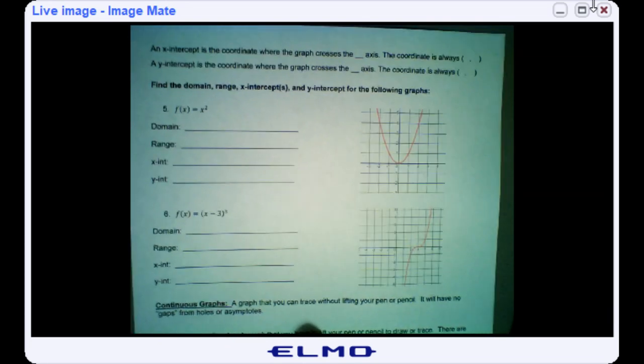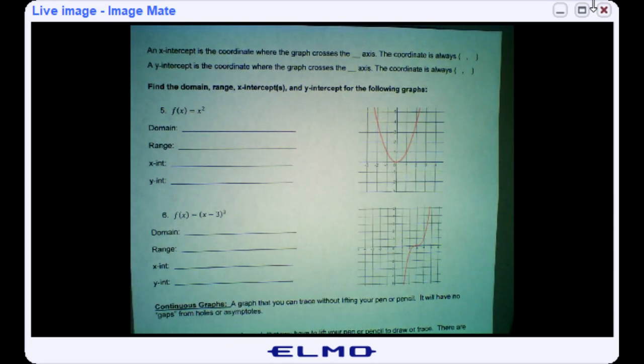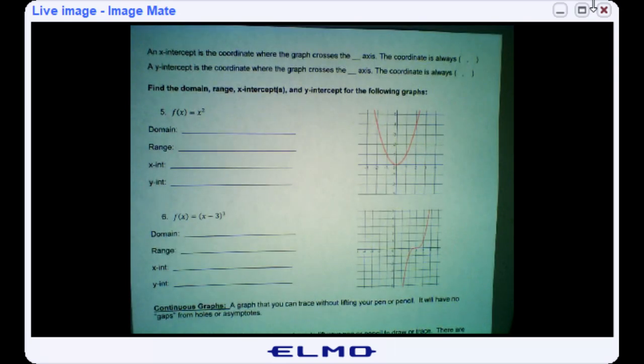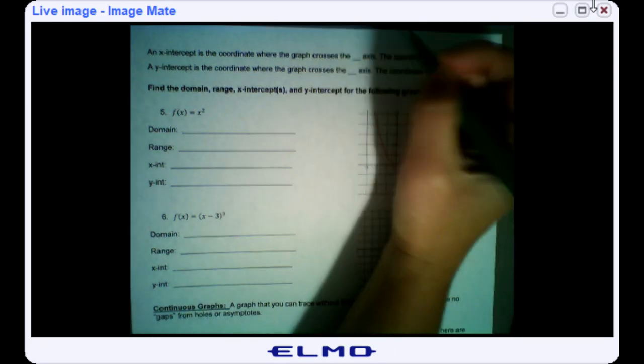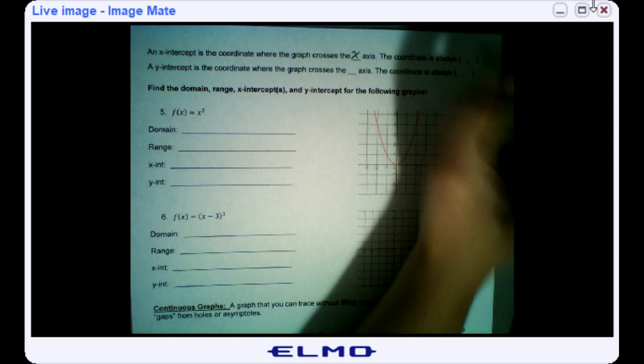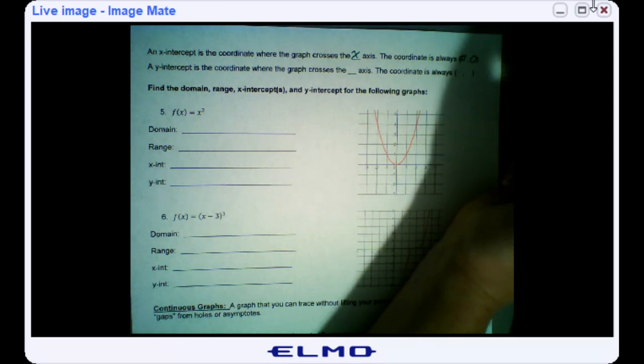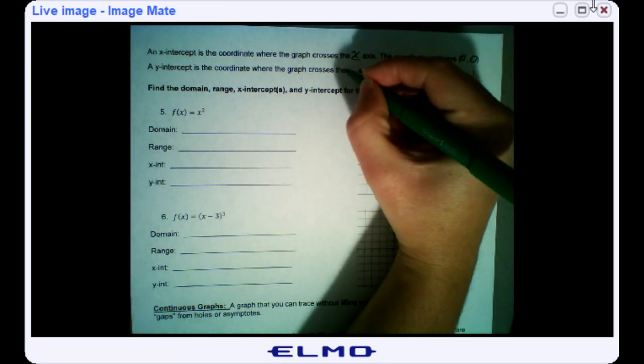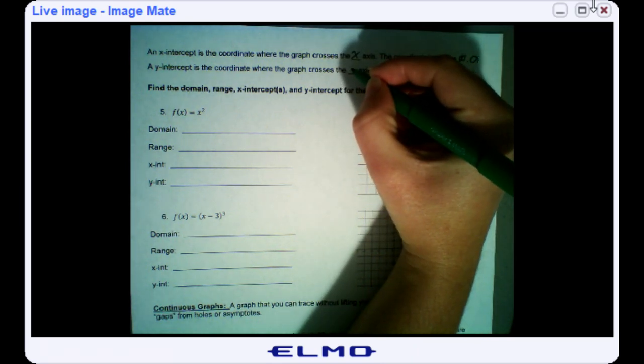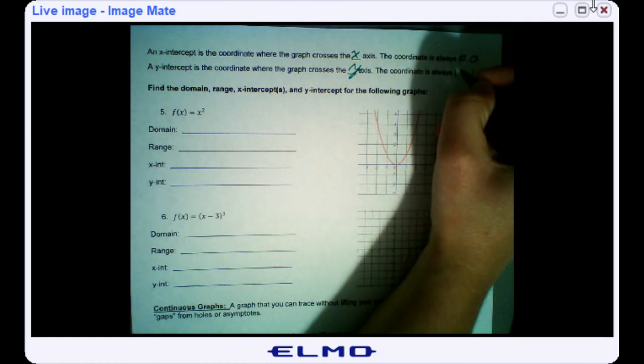Now, an x-intercept is the coordinate where the graph crosses the x-axis. The coordinate is always going to be number, comma, 0. A y-intercept is the coordinate where the graph crosses the y-axis, and that is always 0, comma, number.